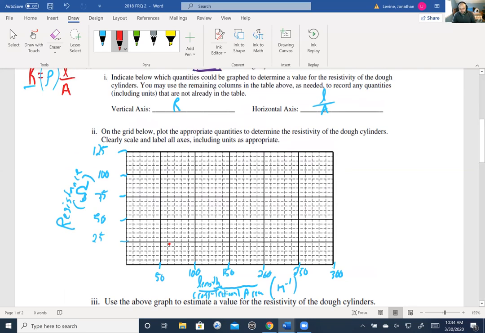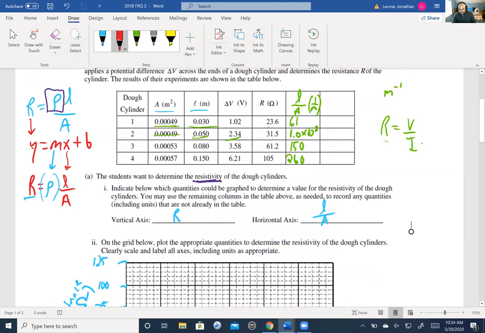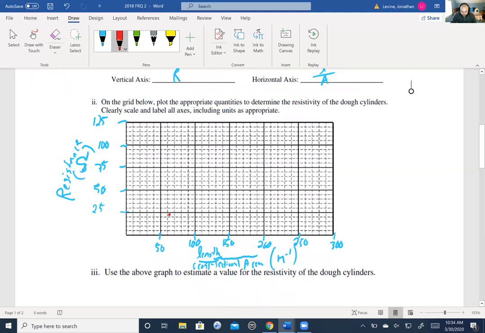23.6. Both those are 5 each, and this is 61. It'd be like about here, right? Then going through, the next one here is 31.5 and 100. So this is 25, 30. So 31 would be like right here, 31.5 and 100 over here.